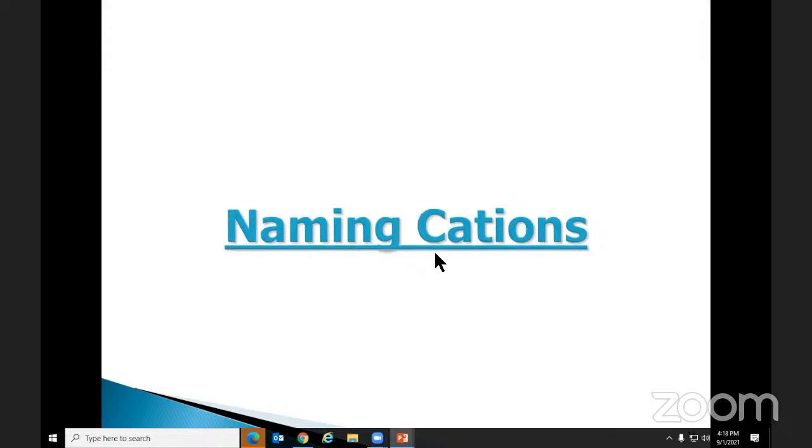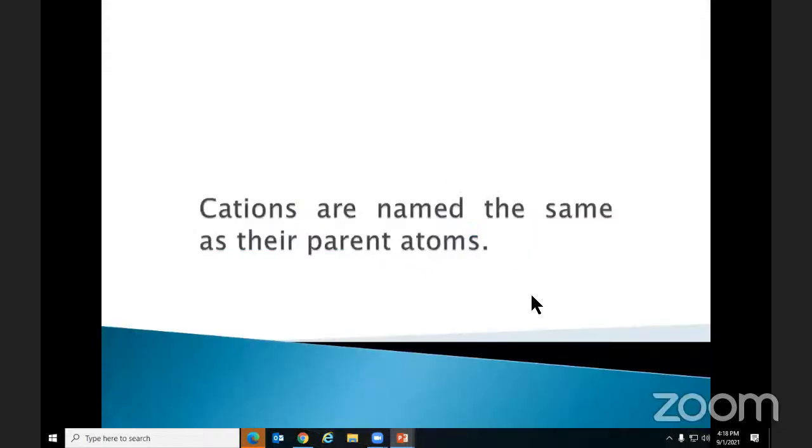Okay, so how do we name cations? Well, according to IUPAC, it's very easy. The cations are named the same as the parent atoms, all right?